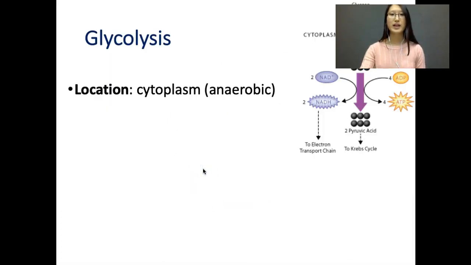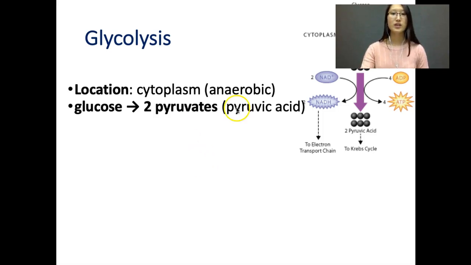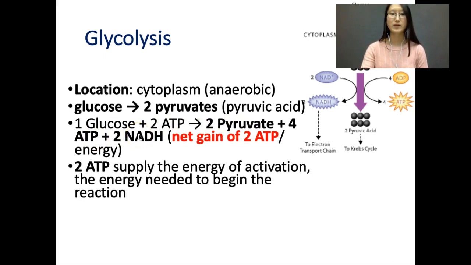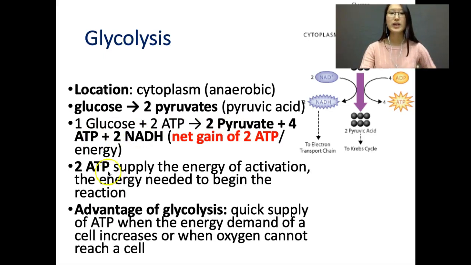So if you look at the next page, location, glucose turned into 2 pyruvates, 1 glucose plus 2 ATP made into 2 pyruvates, 4 ATP, and 2 NADH. So all good. 2 ATP is being made during this process. The advantage of glycolysis is that it can quickly supply a lot of ATP when the energy demand of a cell increases, or when oxygen cannot reach a cell.